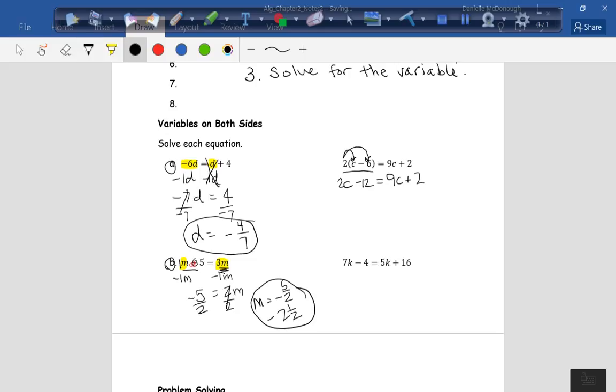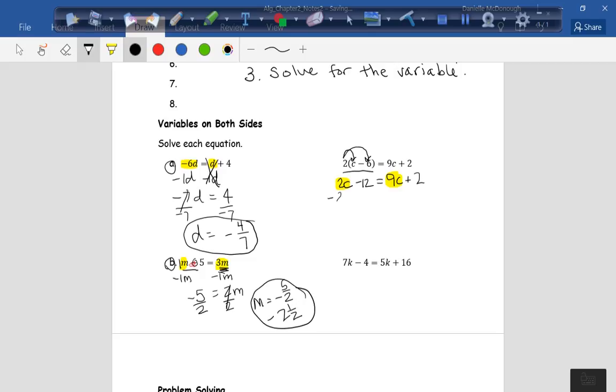Now, if I look at both sides, they are simplified, and so now I'm going to look at my variables. This is what I have. It doesn't matter if you subtract the 9c and move it over to the 2c, or if you subtract the 2c over to the 9c. I like to try to keep my variables positive.